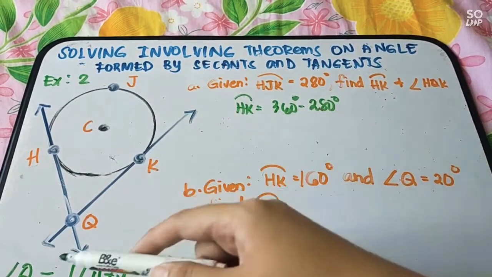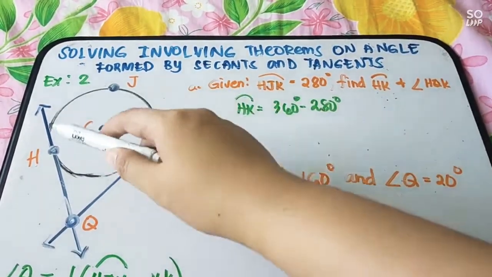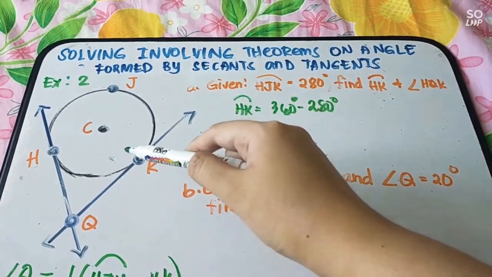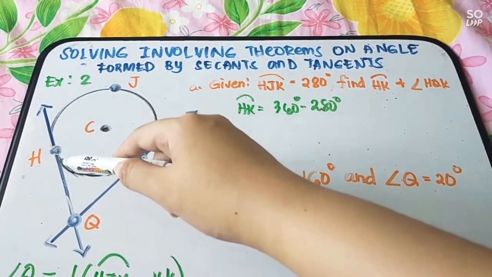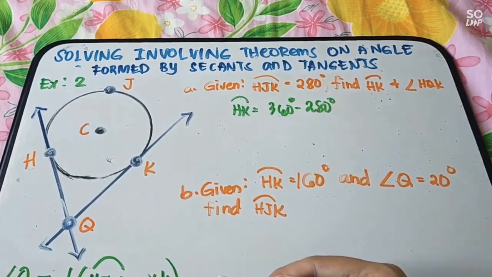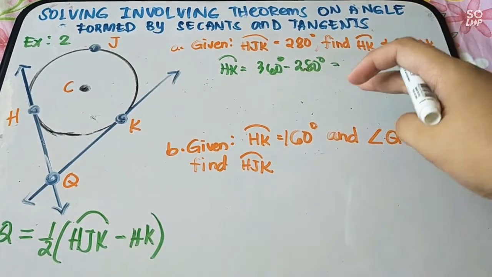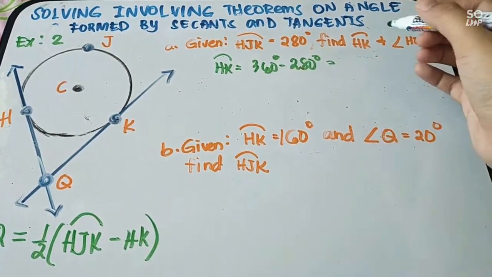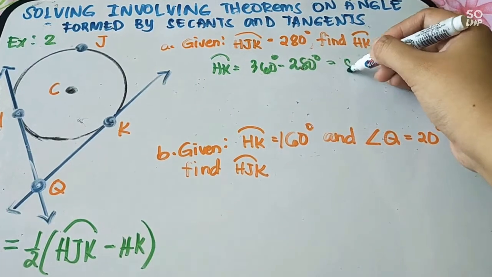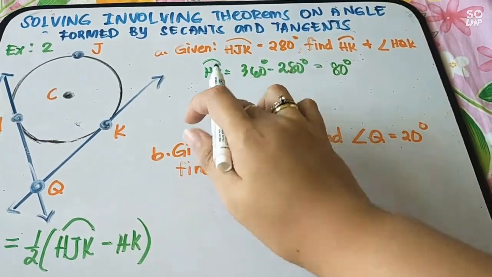Kasi kapag dalawang tangent, yung kalahati niya, yung intercepted arc, plus dun sa smaller intercepted arc ay equal kay 360. Is it clear? 360 degrees minus 280 degrees is equal to 80 degrees. So, this is the measure of arc HK.